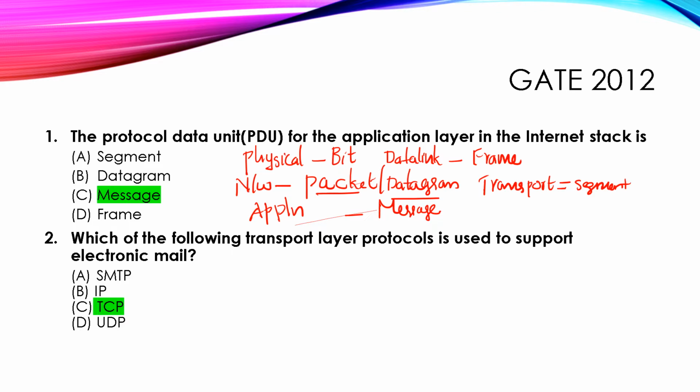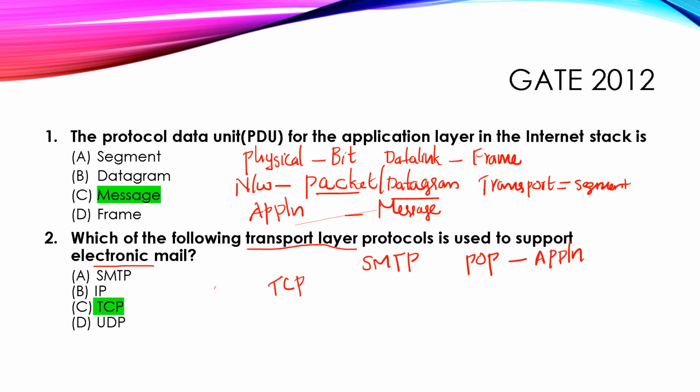The second question: which of the following transport layer protocols is used to support electronic mail? To support electronic mail, what is the transport layer protocol? The answer is option C, TCP. For electronic mail services, we need different protocols like SMTP and POP, and those are in the application layer.